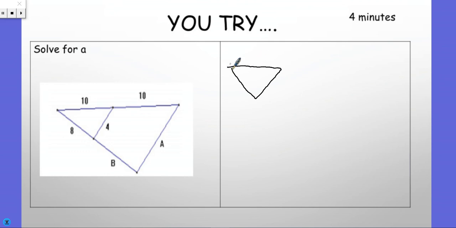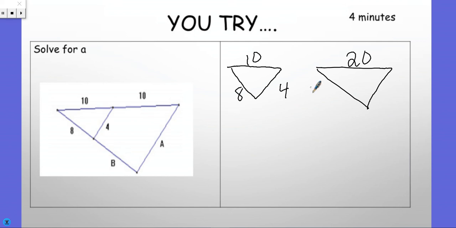So I get 10 here, 4 here, and 8. And then I'm going to draw the big triangle. I get 10 plus 10 is 20. 8 plus, is that a B? Yep, 8 plus B. All right. And here we're going to get A.